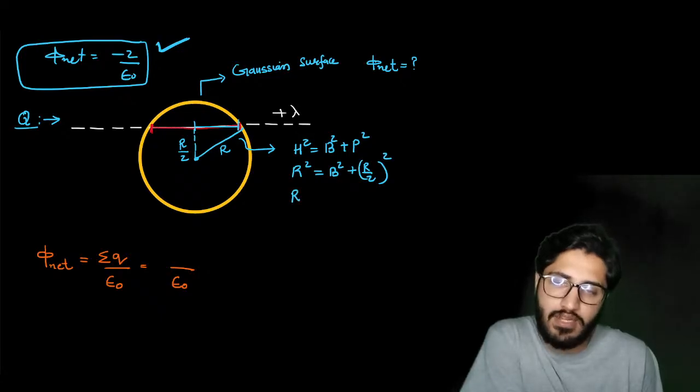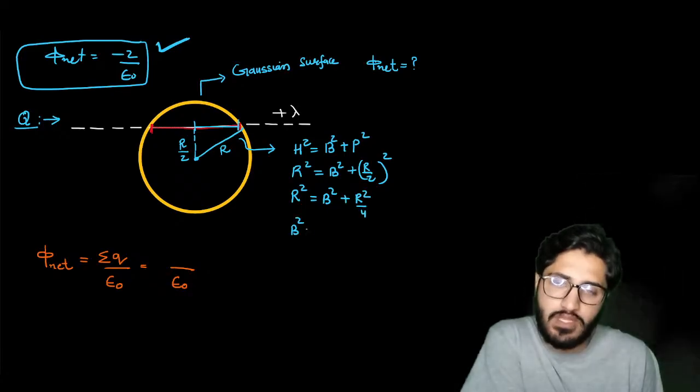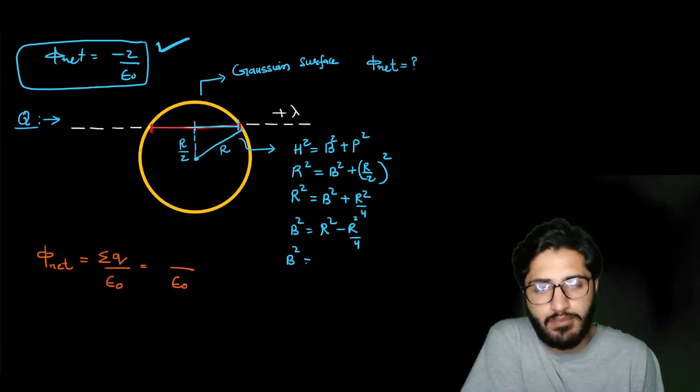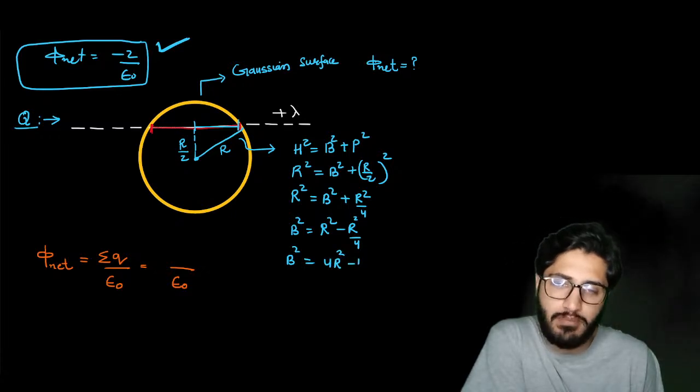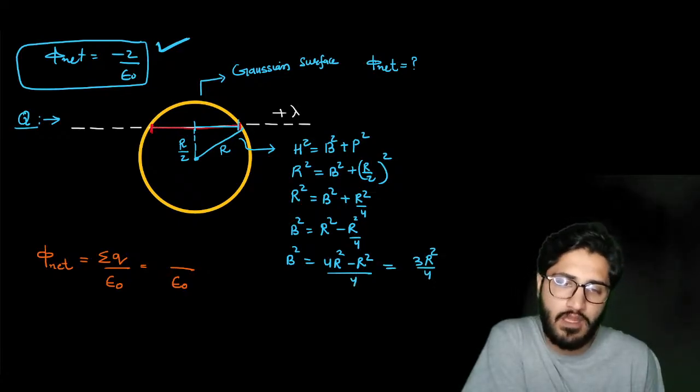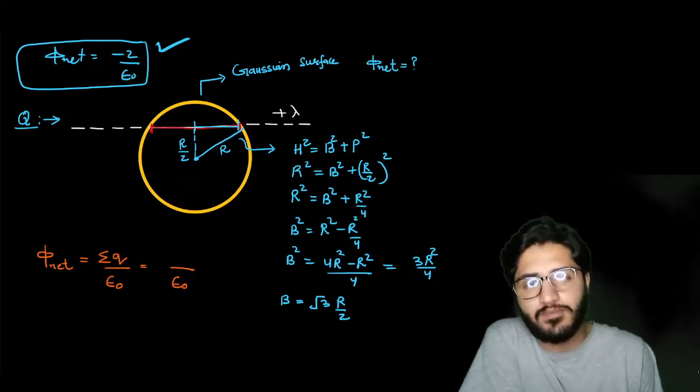So I can write r square equals b square plus r square by 4. So b square is equal to r square minus r square by 4. So my base square came out to be (4r square minus r square) whole divided by 4. I guess it came out to be 3r square by 4. So my base will be equal to under root of 3 times r by 2 only. So this length, from this to this, what is it?